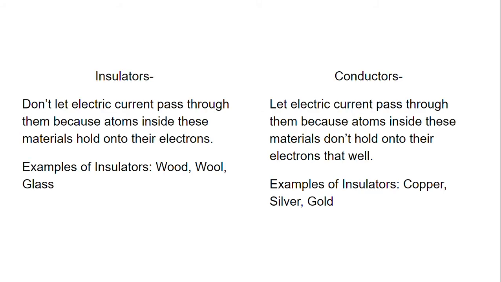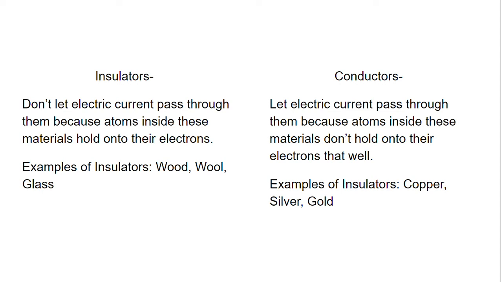So not all materials let electric current pass through them as well. Materials that don't really let electricity pass through them are called insulators. This is because the atoms inside insulators have a hard time getting rid of their electrons. Examples of insulators are wood, wool, and glass.